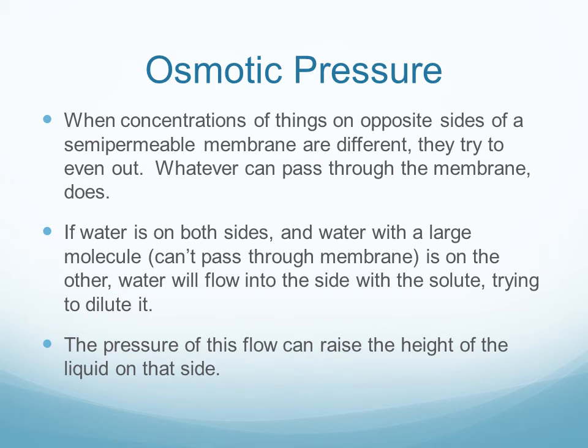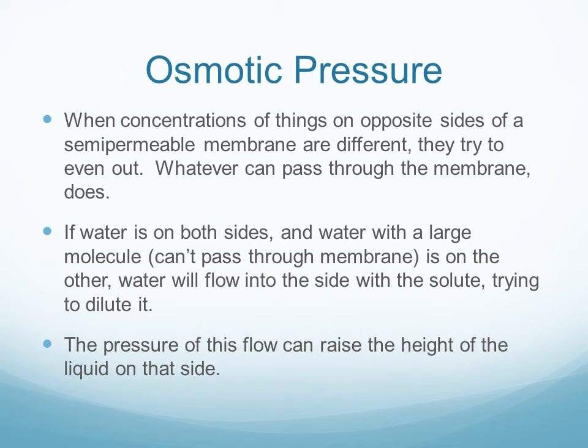So the text also talks about osmotic pressure. And osmosis is when water can diffuse through a semi-permeable membrane that perhaps is keeping larger solute particles from passing through. So if you have concentrations that are different on different sides of a membrane, then it tries to even itself out. So whatever can pass through the membrane will try to pass through.